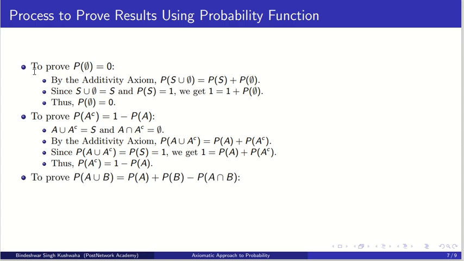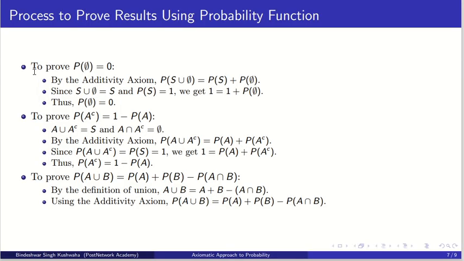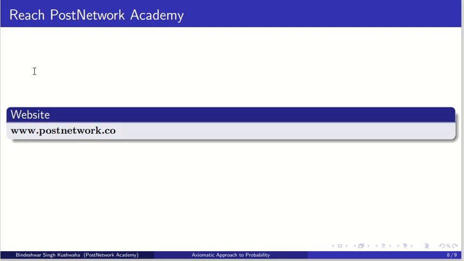To prove P(A union B) is equal to P(A) plus P(B) minus P(A intersection B), simply by the definition of union, this is from set theory. I explained it in the last video. Using the additivity axiom, P(A union B) is equal to P(A) plus P(B) minus P(A intersection B). So hope you understood.